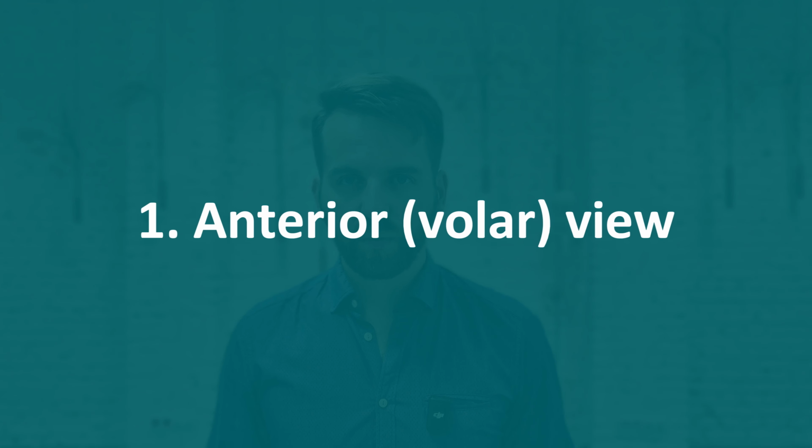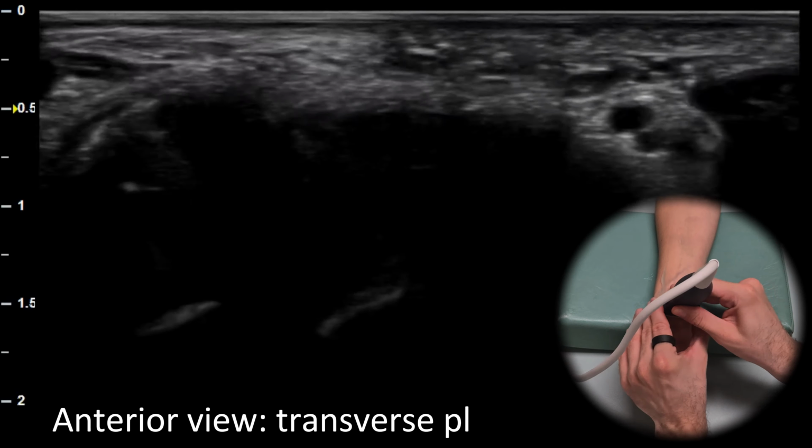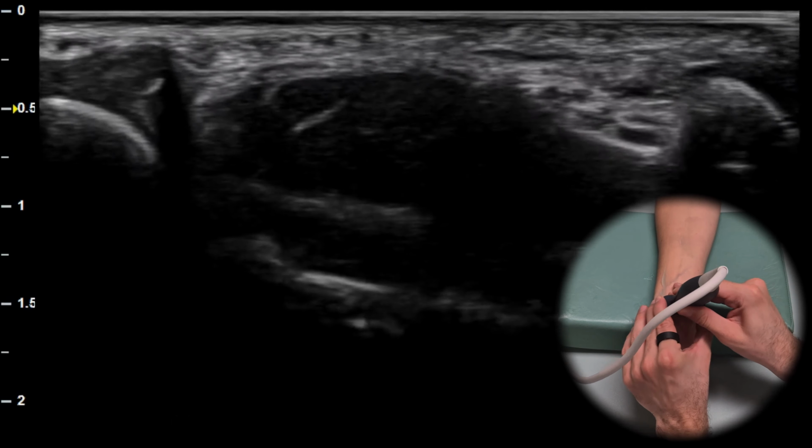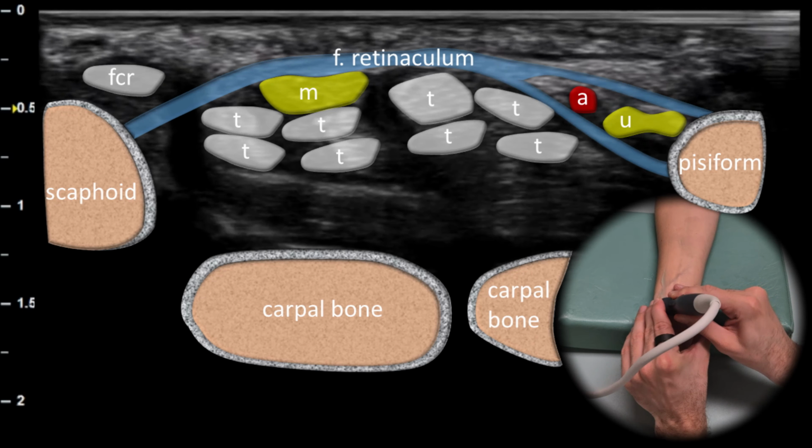The examination begins with the anterior view. First, we locate the carpal tunnel in the transverse plane. The base of the carpal tunnel is formed by the carpal bones, with the scaphoid on the radial side and the pisiform on the ulnar side. Spanning between the scaphoid and pisiform is the flexor retinaculum, which forms the roof of the carpal tunnel.